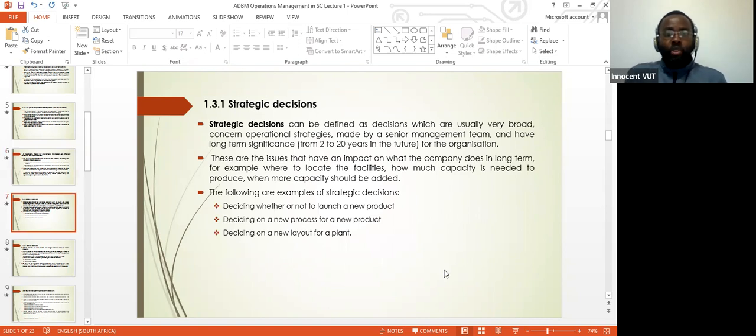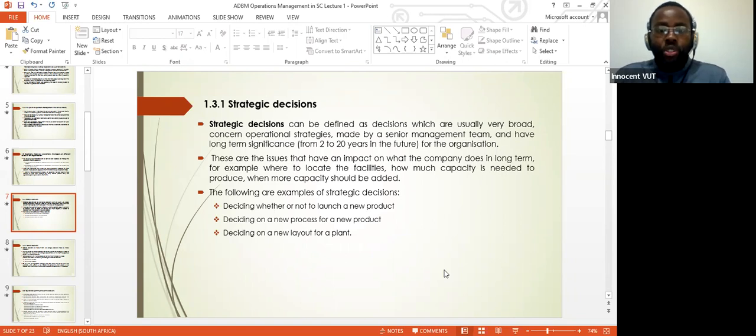All right, let's start by looking at the strategic decisions. Strategic decisions can be defined as the decisions which are usually very broad. They concern operational strategies. They are made by the senior management team, and they have long-term significance, that is from 2 to 20 years in the future for the organization. Those are strategic decisions. They are very broad, made by senior management, with long-term significance.